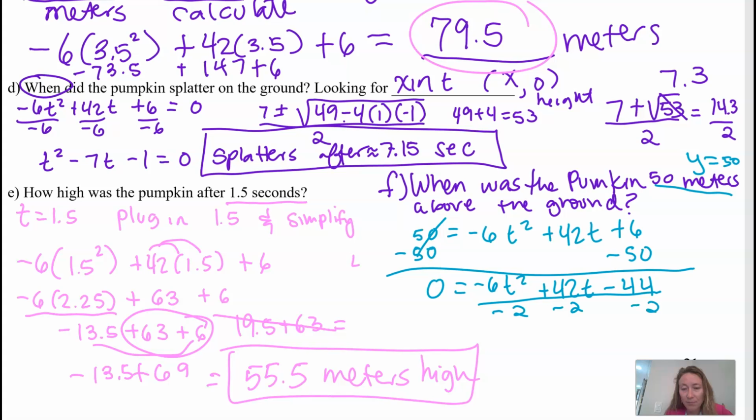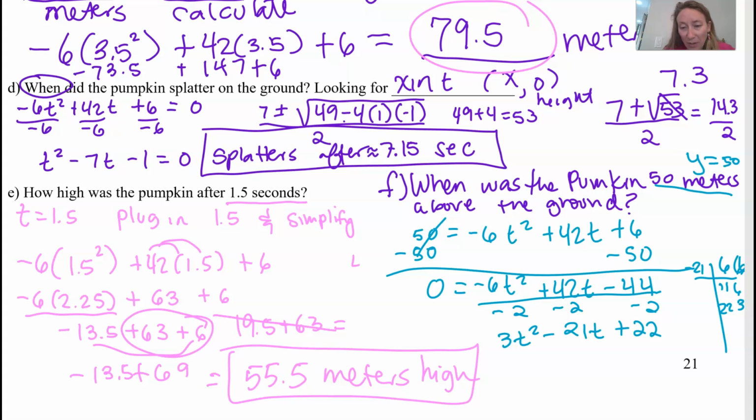So it's going to be 3t squared minus 21t plus 22. So if I'm thinking about it, I'm going to think 66 and negative 21. It's going to be 11 and 6. 22 and 3. Those are the only factors. So it's not going to factor. I'm going to need to use the quadratic formula.